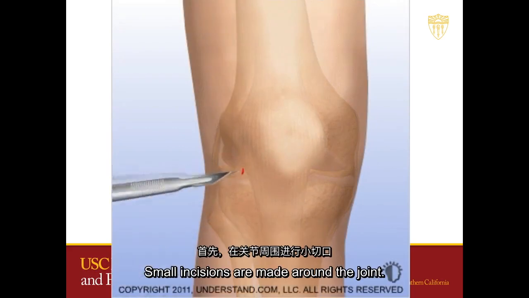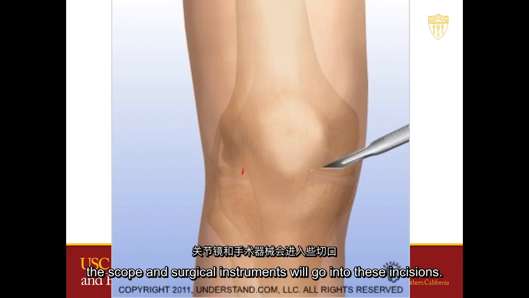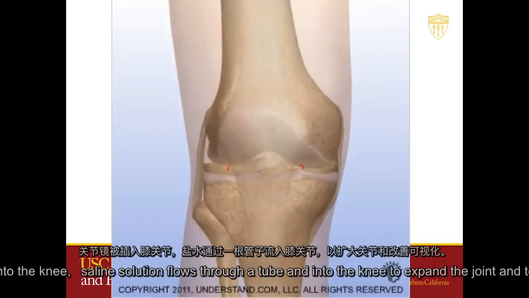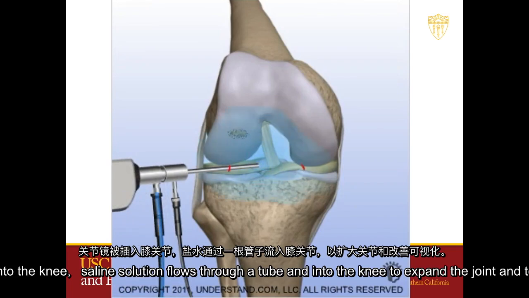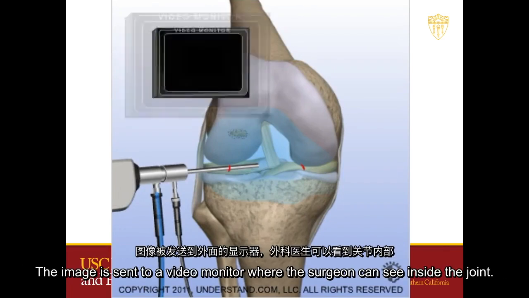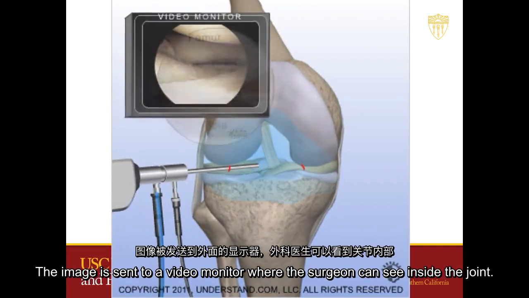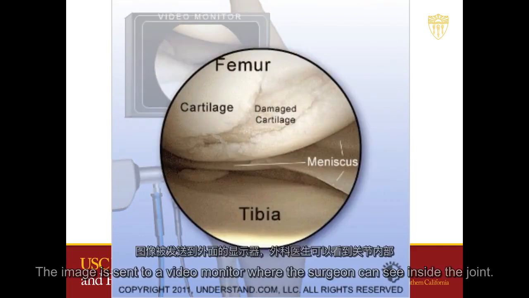Small incisions are made around the joint. The scope and surgical instruments will go into these incisions. The scope is inserted into the knee. Saline solution flows through a tube and into the knee to expand the joint and to improve visualization. The image is sent to a video monitor where the surgeon can see inside the joint.